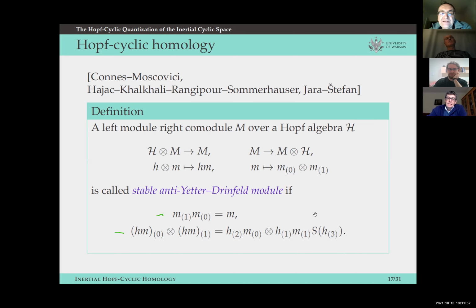And you can also immediately verify in your mind that if we put S inverse here, as Yetter-Drinfeld would like it to be, then this stability condition wouldn't make sense. So in order to add stability, which we need for the cyclic operator, we really had to invert this antipode here and have an anti-Yetter-Drinfeld compatibility condition instead of Yetter-Drinfeld. Okay, now I can advance.